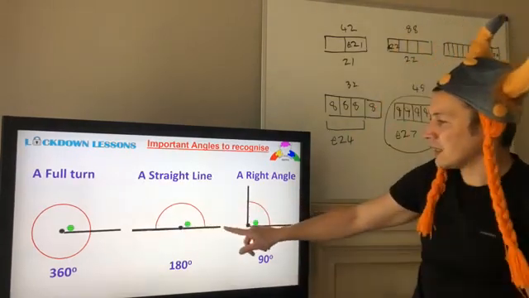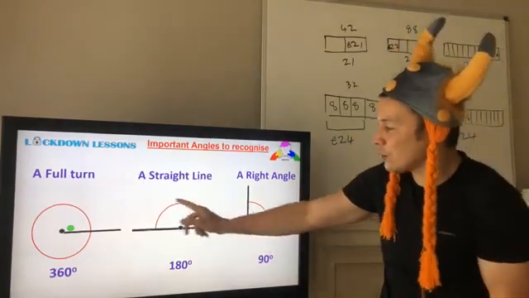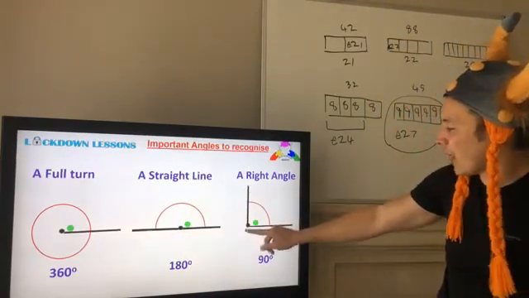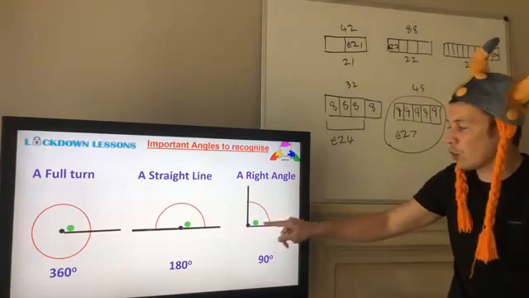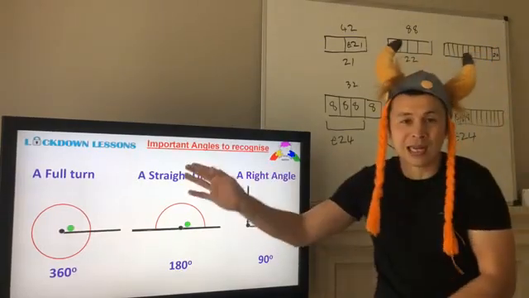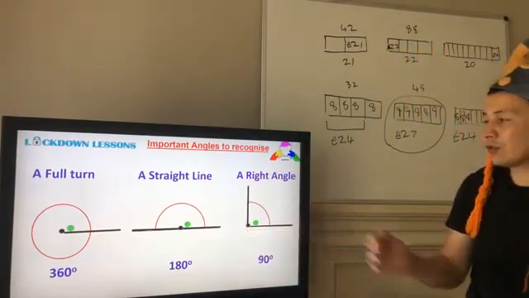A straight line is like half a turn. It's 180 degrees. And a right angle is 90 degrees. Okay, which is like a quarter of a turn. So they're really important angles to know and to recognise.